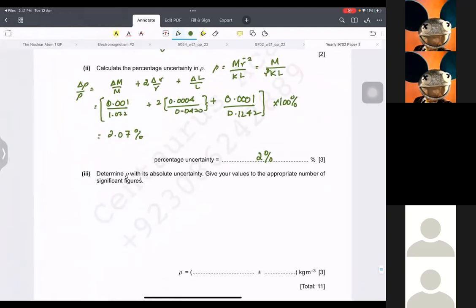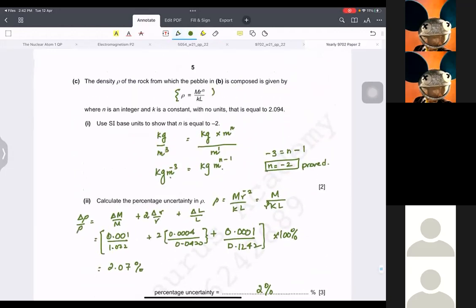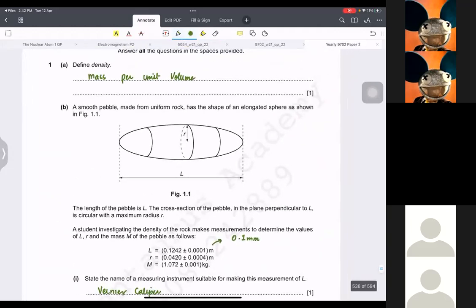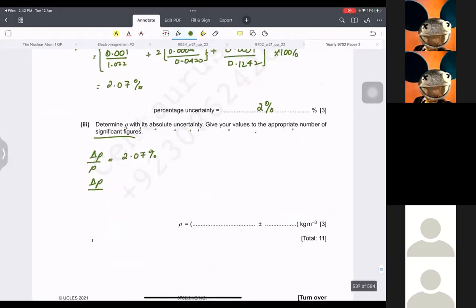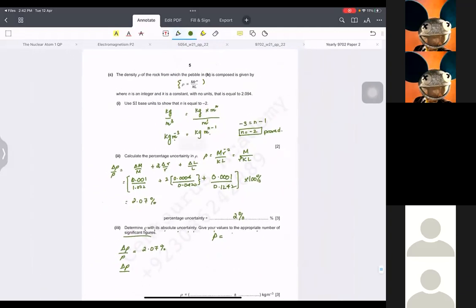Now it says determine density with its absolute uncertainty. Give your answer to an appropriate number of significant figures. Now since you have this, delta rho over rho equals 2%, right? So what you do is take the original value so we get something like an exact value. Now, the value of density, I don't know if we calculated it ever. We haven't, right? That's not fair. Okay, sorry, we have to do that too. So density can be calculated by the same formula. All you need to do is put in the values.